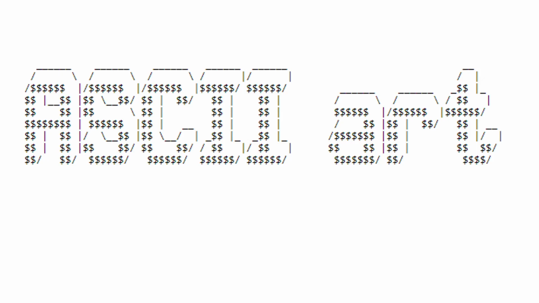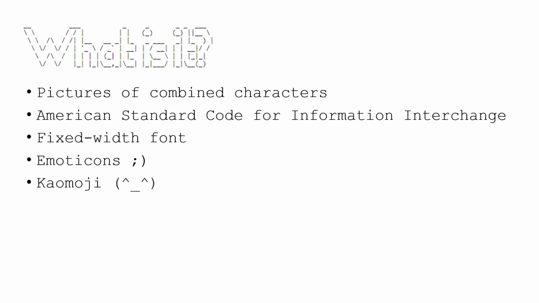Hello everyone, today I want to talk to you about ASCII art. So what is ASCII art? ASCII art or text art is a graphic design technique that makes images out of the 95 printable characters defined by the ASCII standard from 1963. It's all about making pictures with text symbols.